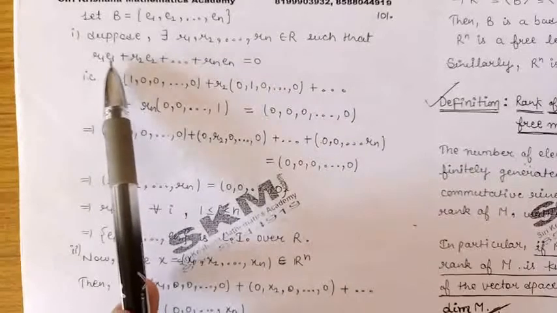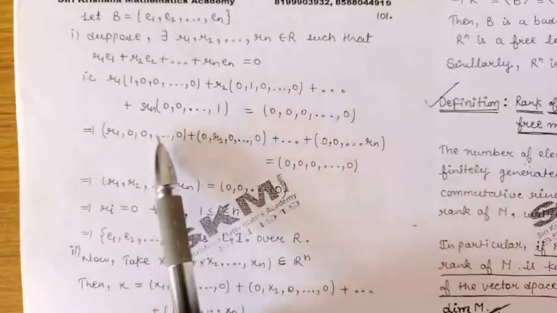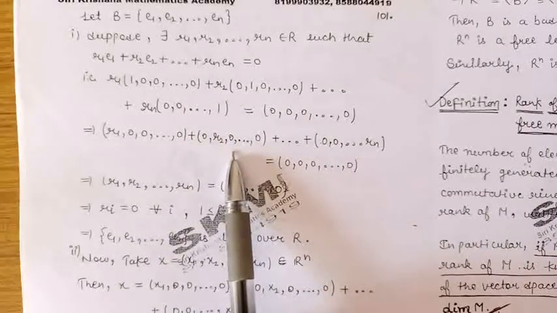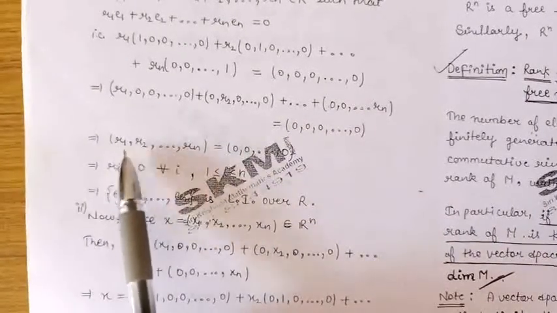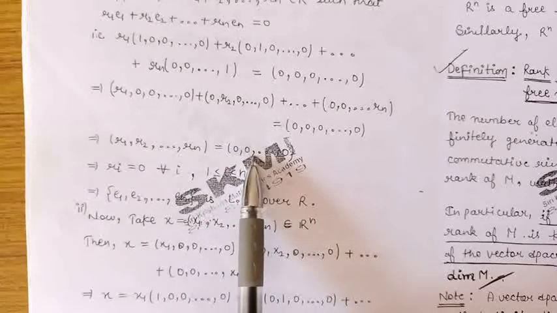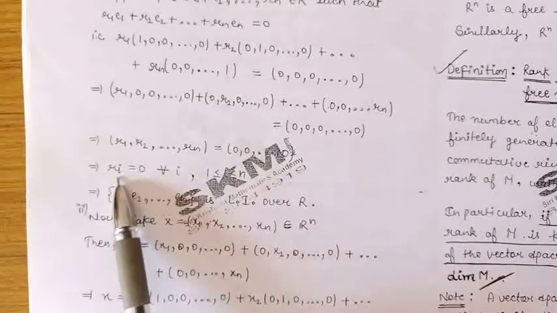So substituting the values of e1, e2, e3 up to en here, and by the definition of vector addition, we can say that the n tuple formed by r1, r2, r3 up to rn is equal to the n tuple formed by 0 elements. So from here we can say that each ri is 0.